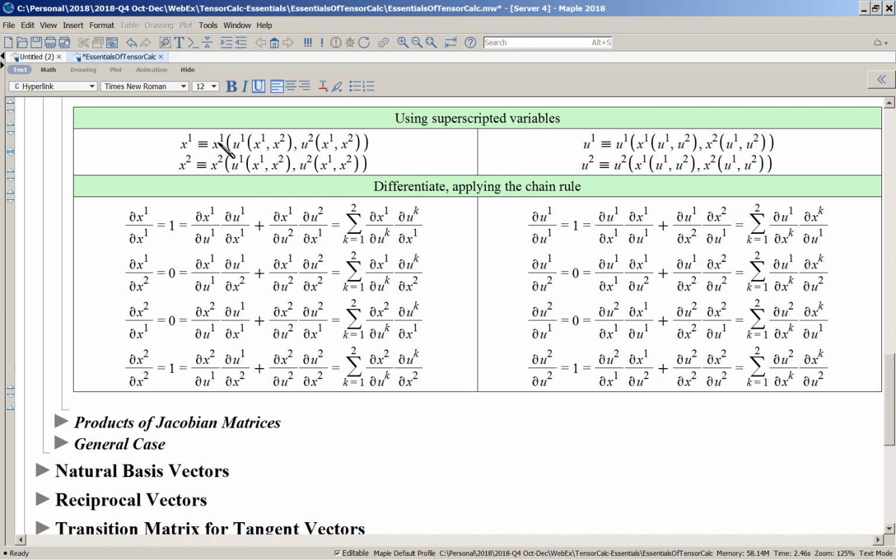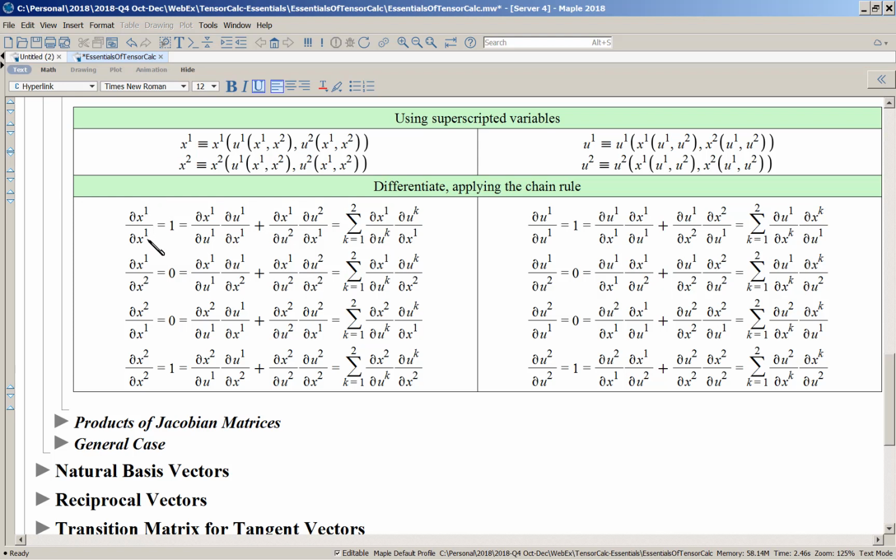So here are the 2 dependent variables, or dependent variable function names, x1, x2. They are functions of u1 and u2, but u1 and u2 are in turn functions of x1 and x2, so you have these basic identities. And on this side, you have the phi mapping. U is a function of x, which is in turn a function of u. And when you apply the chain rule, you're going to be using the superscripted variables.